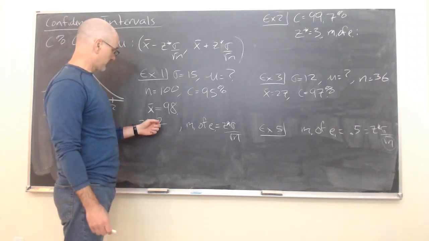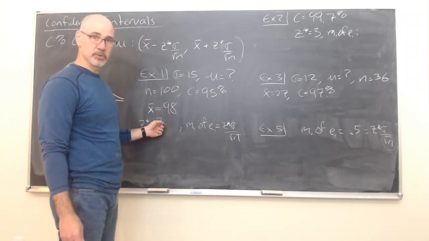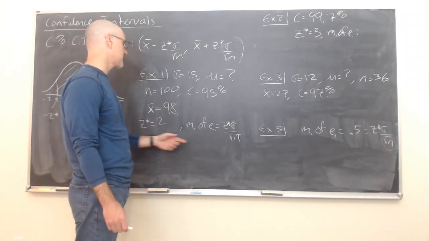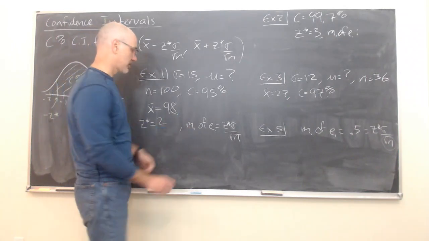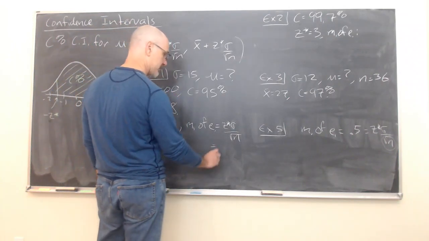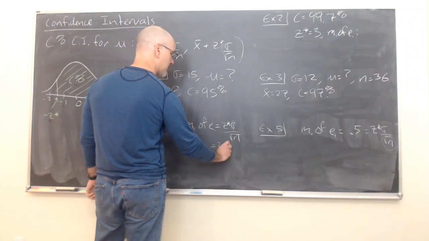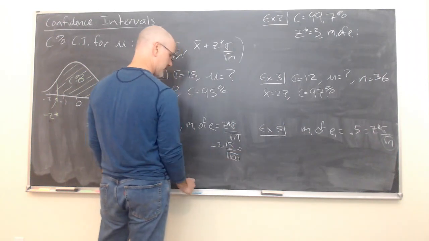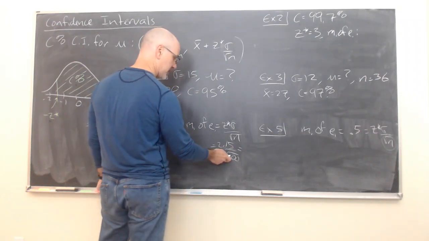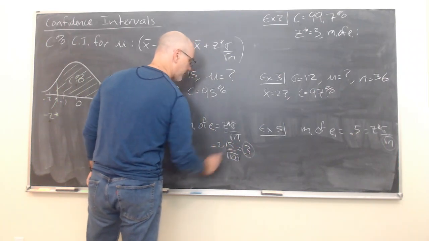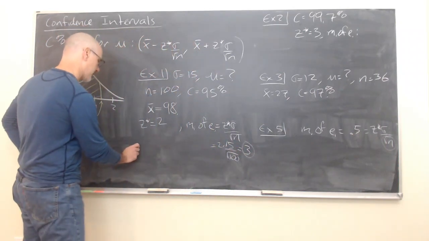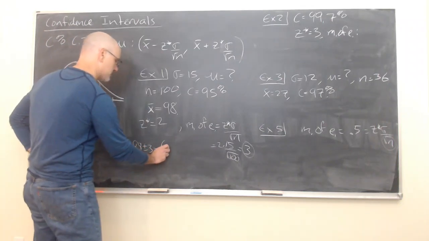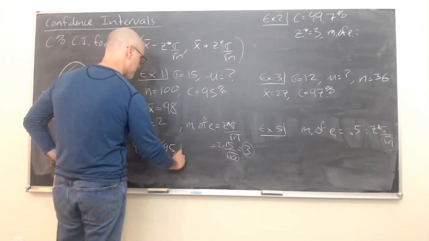So for 95% confidence, using the empirical rule, z star is about 2. It's 1.96 exactly, or more exactly, but we'll use 2 here. So the margin of error for our confidence interval is 2 times 15 over the square root of 100. So that's 2 times 15 over 10. That ends up being 3. Well, if 3 is the margin of error, then the confidence interval is 98 plus or minus 3, which means we go from 95 to 101.